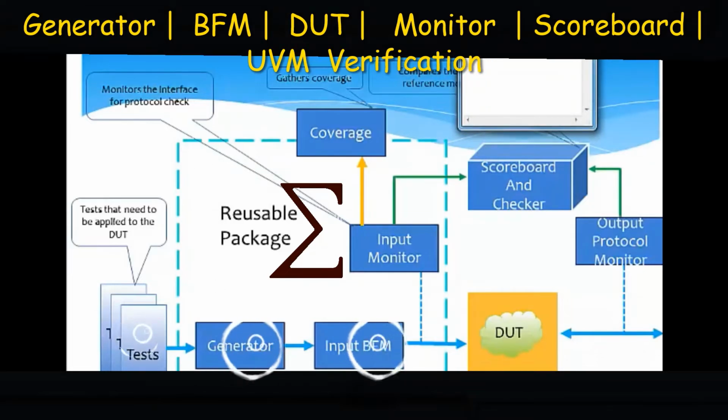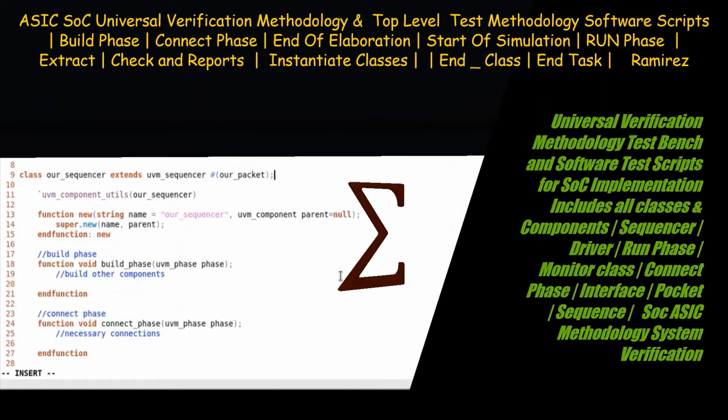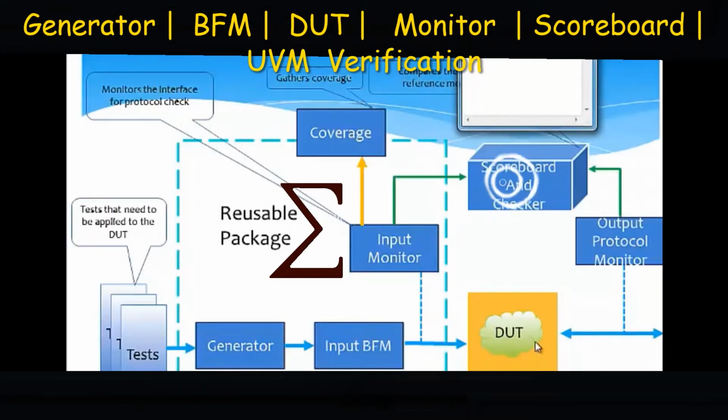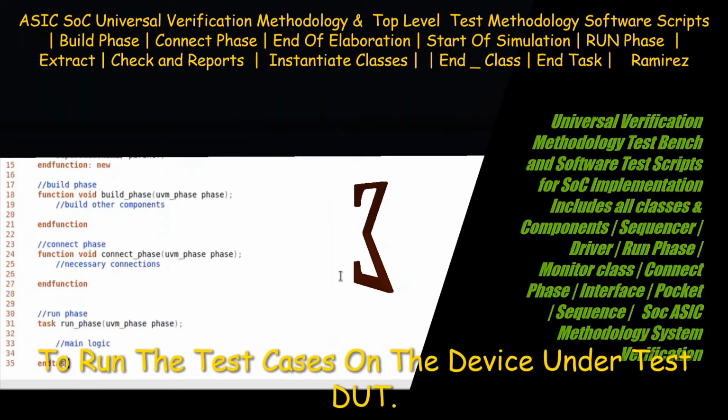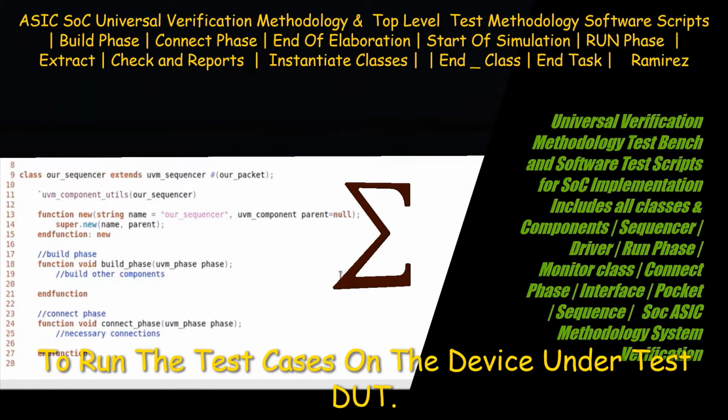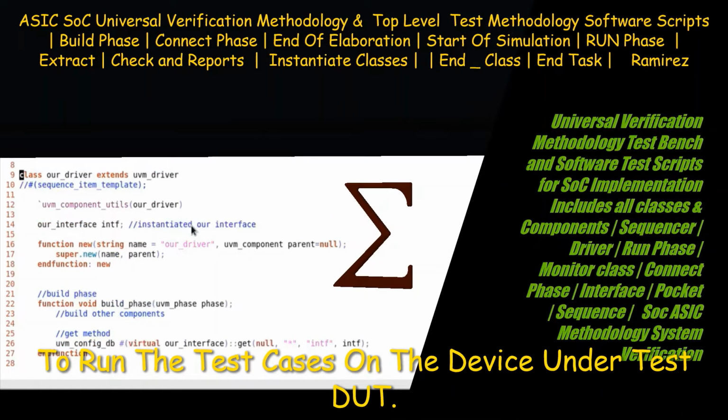And the run phase collects the response from the device under test into the output protocol monitor and passes it to the scoreboard, as you can see from the block diagram, to run the test cases on the device under test. If the test cases are clean, then you can report the results and get an actual report.